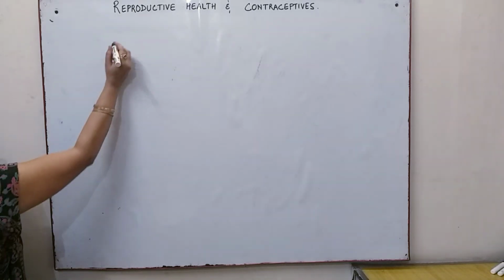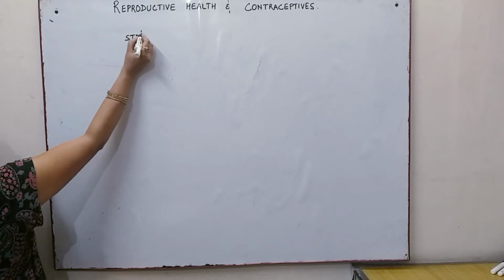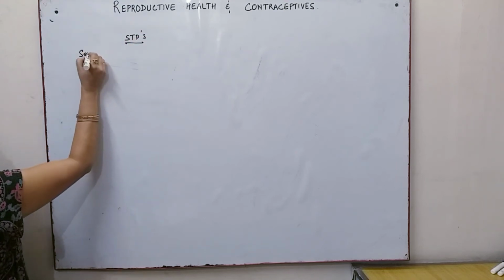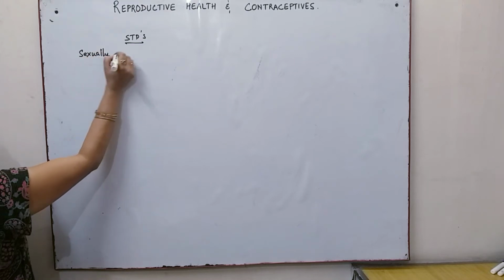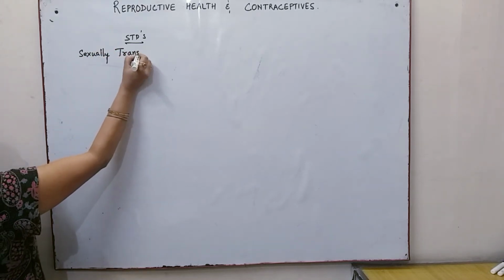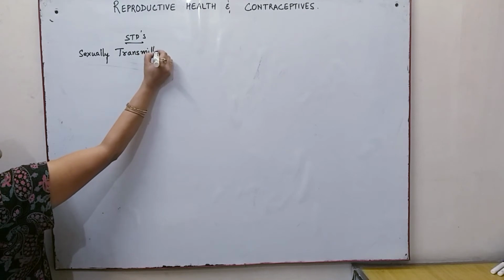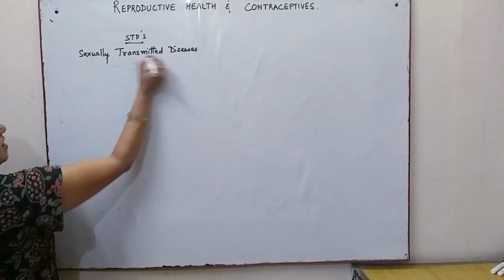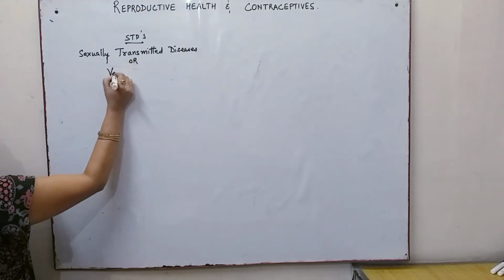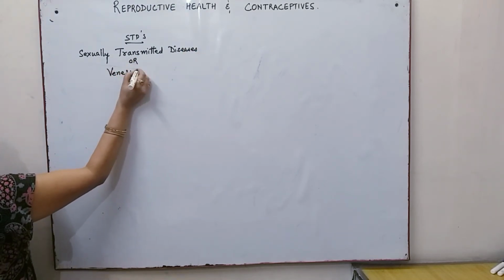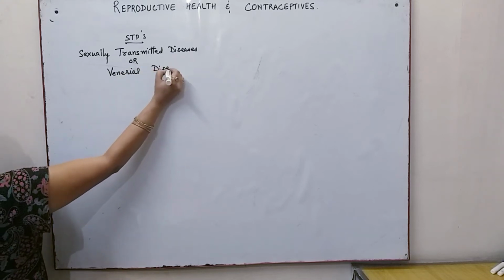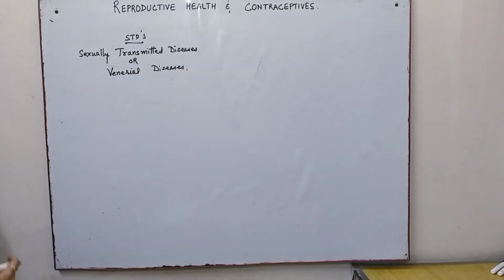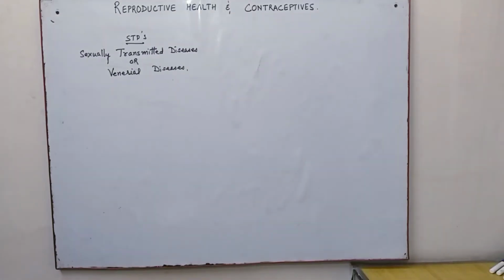STDs. So STDs are actually sexually transmitted diseases, or the diseases which are caused due to the sexual act. These diseases are also known as venereal diseases. These diseases can be transmitted very easily, and viruses and bacteria are found to be the most causative agents.